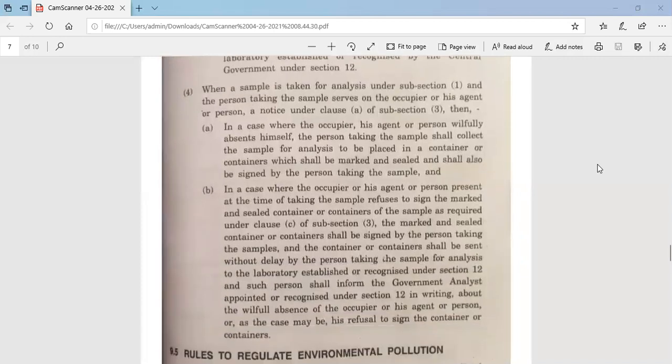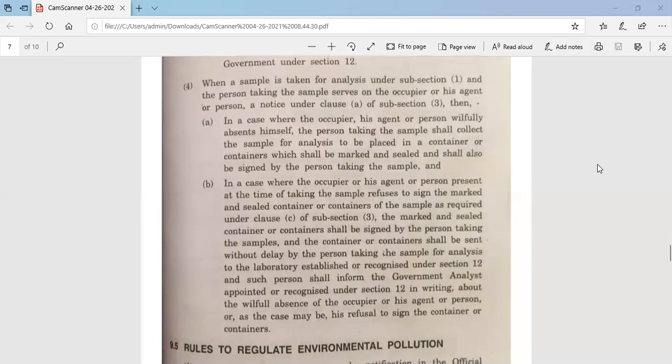When a sample is taken for analysis under subsection 1 and the person taking the sample serves on the occupier, his agent or person a notice under clause A of subsection 3, then in a case where the occupier, his agent or person willfully absents himself, the person taking the sample shall collect the sample for analysis to be placed in a container or containers which shall be marked and sealed and shall also be signed by the person taking the sample.